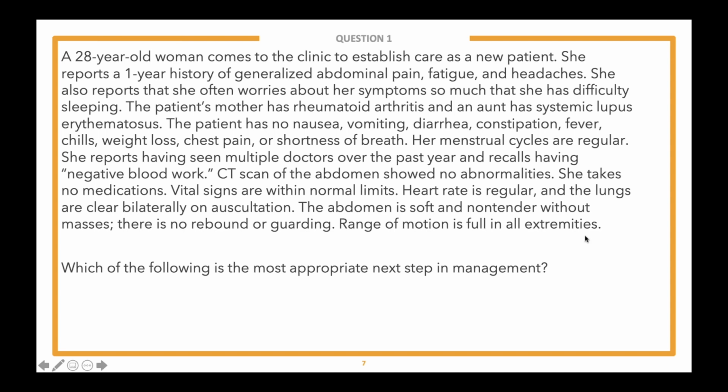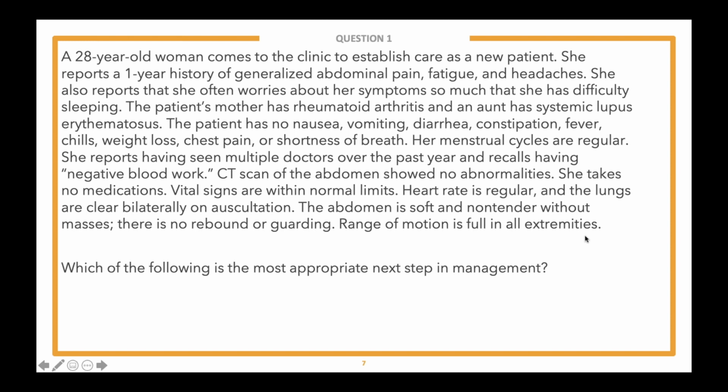A 28-year-old woman comes to the clinic to establish care as a new patient. She reports a 1-year history of generalized abdominal pain, fatigue, and headaches. She also reports that she often worries about her symptoms so much that she has difficulty sleeping. The patient's mother has rheumatoid arthritis, and an aunt has systemic lupus erythematosus. The patient has no nausea, vomiting, diarrhea, constipation, fever, chills, weight loss, chest pain, or shortness of breath. Her menstrual cycles are regular.